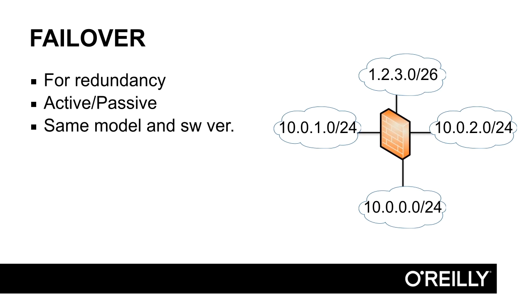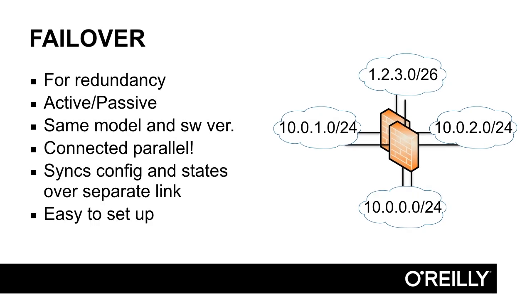There are a few requirements for failover. They need to be the same model, and they must run the same software versions. Also, they need to have the same number of interfaces in the two boxes, so you should have two identical boxes. You connect them in parallel to each other.